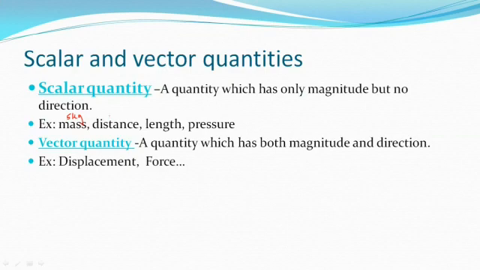Similarly, distance also does not have a direction. How far is your house from the school? Let us take, for example, 10 kilometers. This 10 kilometers is the distance from your house to the school. Are you saying, teacher, 10 kilometers to the north, 10 kilometers to the south, 10 kilometers west, 10 kilometers east? No. The distance is just 10 kilometers. So, this also does not have a direction.